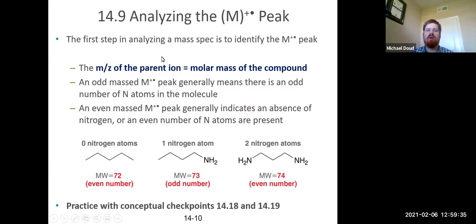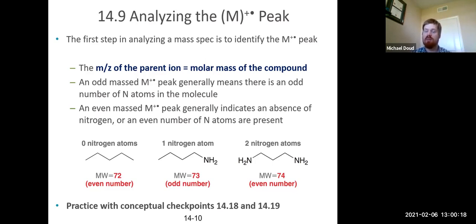Okay, so how do you analyze the parent peak? Remember, the m/z for the parent ion is going to give you the molar mass of the compound. And there's a couple of good pieces of information we can pull right away because we are doing organic chemistry. If we have an odd-massed parent peak, that usually means there's an odd number of nitrogen atoms in the molecule. Because if you go down the list of atoms that are going to be present in these compounds, it's going to be carbon, with an atomic mass of 12, and oxygen, atomic mass 16, which is going to be very common.